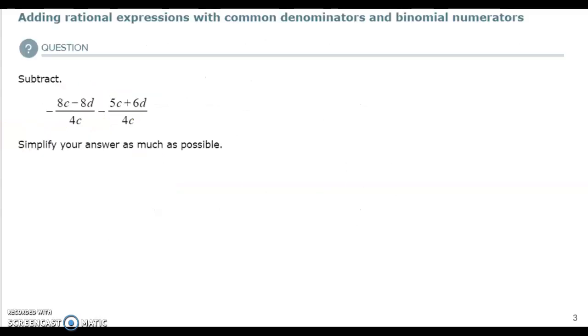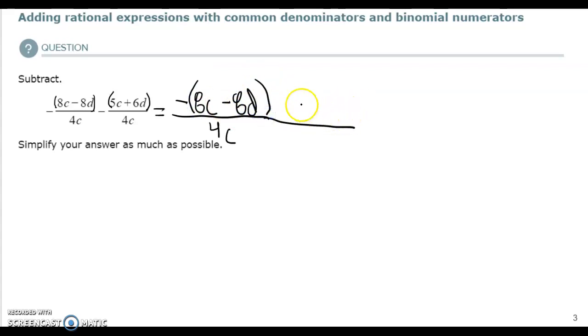So the first question we're going to ask ourselves when we see this is, do we have a common denominator? The answer is yes. So my denominator is just going to be 4c. Then I have to think about, I have this negative sign in the front. So I perform whatever operation it asks me to do in my numerator.